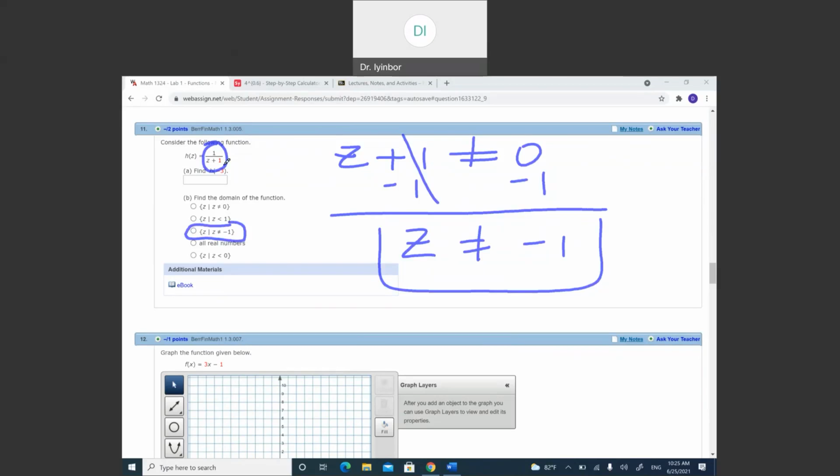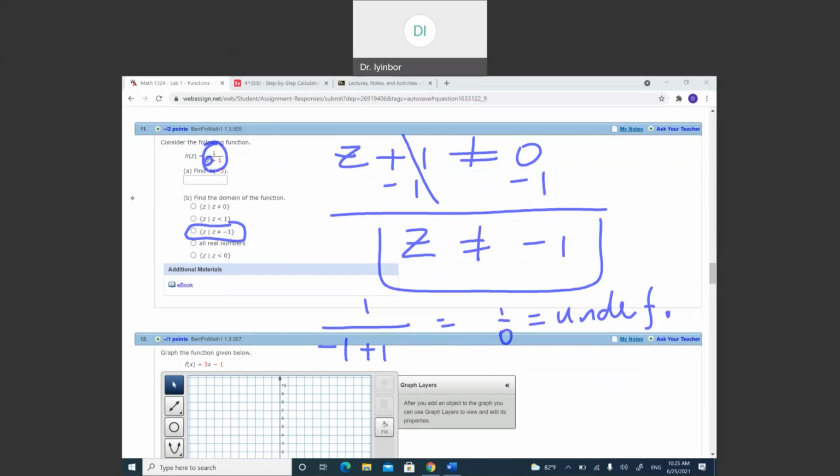Because if you replace z with -1, you're going to have 1 over -1 plus 1, which gives you 1 over 0. And 1 divided by 0 is undefined. You cannot divide by 0. That's why the domain is z is not equal -1, which means z can be anything else but -1. So that's where the restriction for fractions comes from, because the denominator cannot be 0. That's where the restrictions come from.